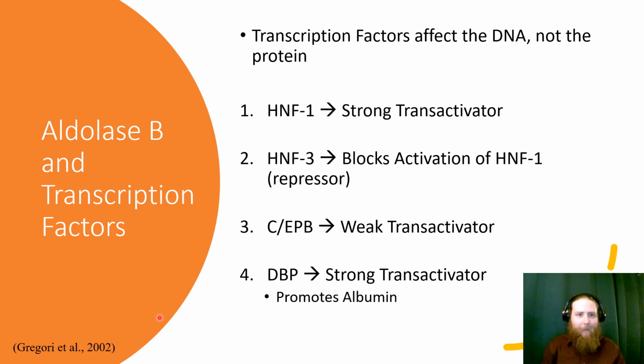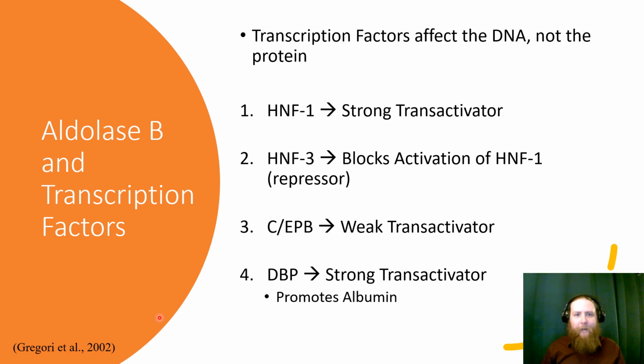Okay, the last thing we're going to talk about is aldolase B and transcription factors. Remember that transcription factors are things that affect the DNA and how likely an enzyme is to be produced. DNA codes for mRNA, and that mRNA takes it to the ribosome, and the ribosome sticks together amino acids to actually form a protein. So aldolase B is a protein, an enzyme. It doesn't get used up in a reaction. But by affecting the DNA with these transcription factors, you can either increase the amount, which is a transactivator, or you can repress aldolase B transcription.